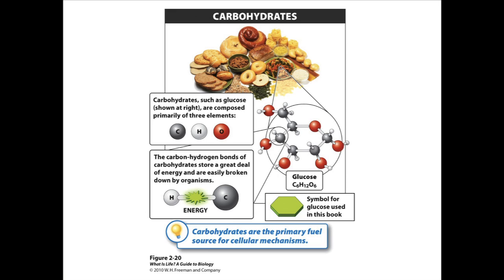So carbohydrates are made of sugar, like glucose, which is a 6-carbon chain sugar. And it is the energy in these covalent bonds between carbon and hydrogen that store a great deal of energy that can be easily broken down by organisms and translated into chemical energy for cells and organisms.